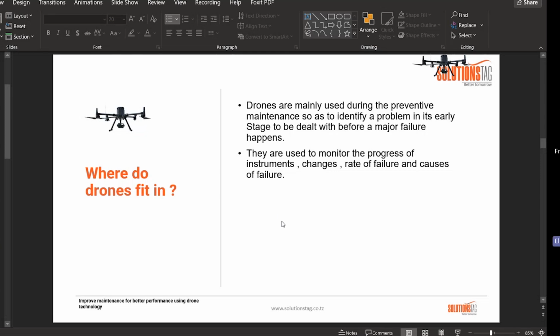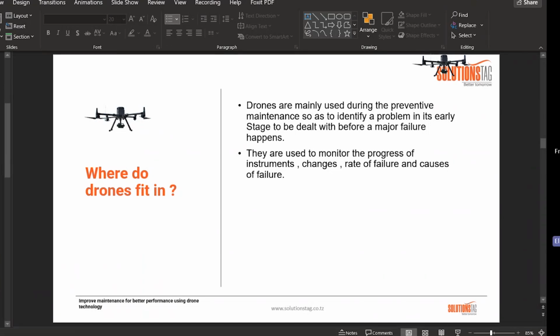Using drones, you can also monitor the progress of instruments, any changes that may occur, any rate of failure, for example corrosion or vibration, and what the causes of those failures are. That is where the drone actually comes in. Of course, later on we are going to see the use cases of drones.